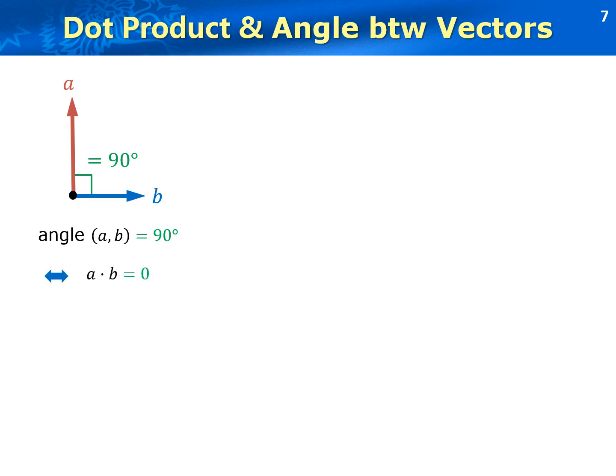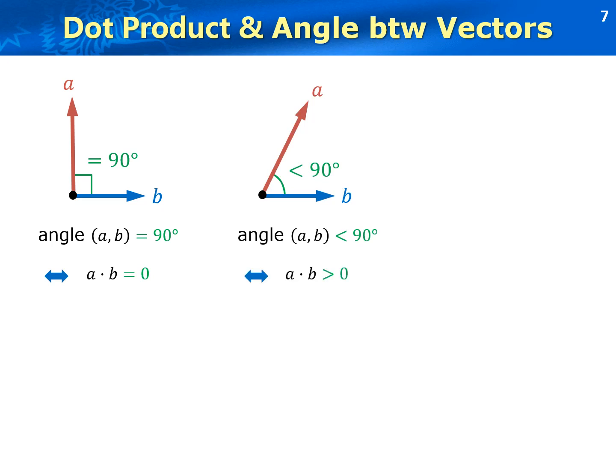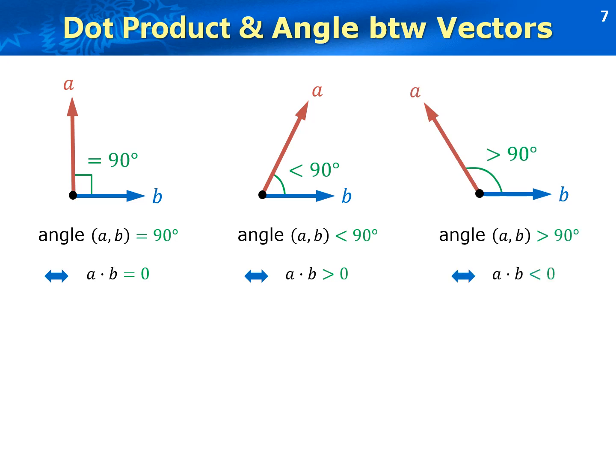If their angle is less than 90 degrees, their dot product is positive. Otherwise, if their angle is larger than 90 degrees and less than 180 degrees, their dot product is negative. These results indicate that we can use whether the dot product is positive, negative, or 0 to evaluate whether the angle of two vectors is acute, obtuse, or right, respectively.